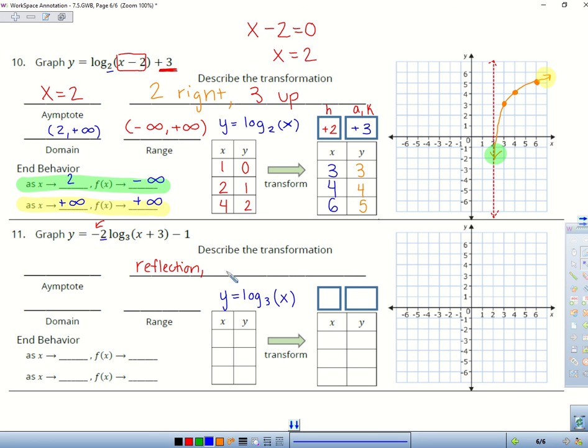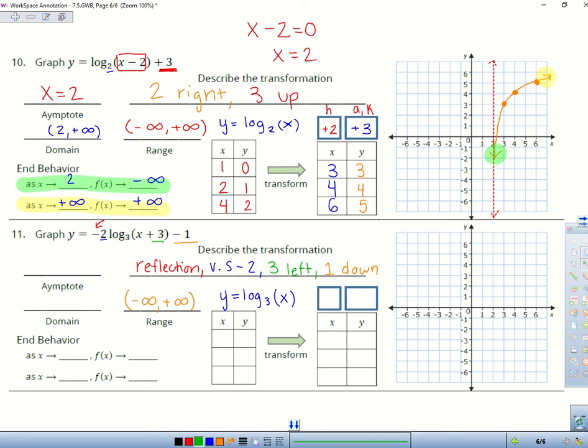That 2 tells me I have a vertical stretch of 2. That means it's stretched this way. Okay. That plus 3 tells me I go 3 to the left. And that minus 1 tells me I go 1 down. My range is always all real numbers.